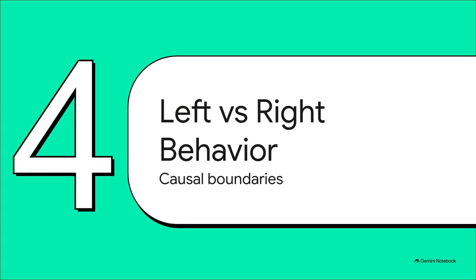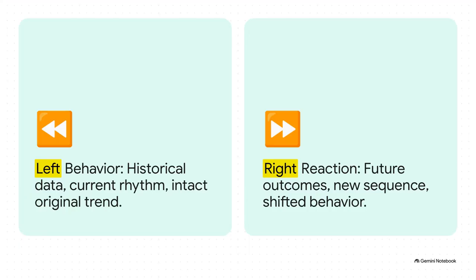All right, moving to section 4, left behavior, right reaction. If we want to make sure this whole behavioral theory isn't just us seeing shapes in the clouds, the framework has to strictly categorize data to prevent hindsight bias. This is the causal boundary. It's absolutely crucial. Left behavior is your historical data, the current rhythm where the original trend is perfectly intact. Right reaction is the future outcome, where a brand new sequence begins and the behavior has definitively shifted.